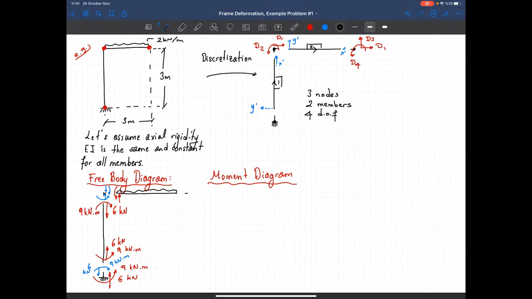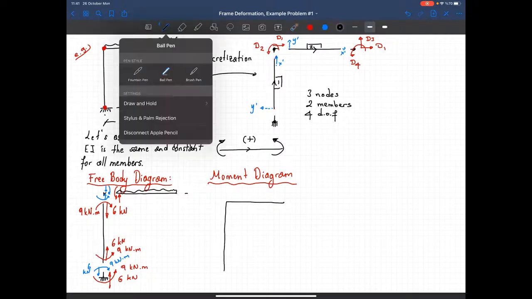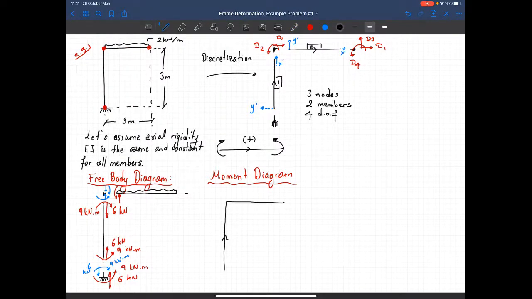And I will be using this sign convention. Let me draw it in here. Plus, that's my sign convention for the moment. Let's draw the members. So I define my first member going from bottom to top. So let's show it. It's going from bottom to top. Second, from left to right. So it's this way. Now you have to be careful. These directions should match these directions, because that's the way we will write our differential equations.